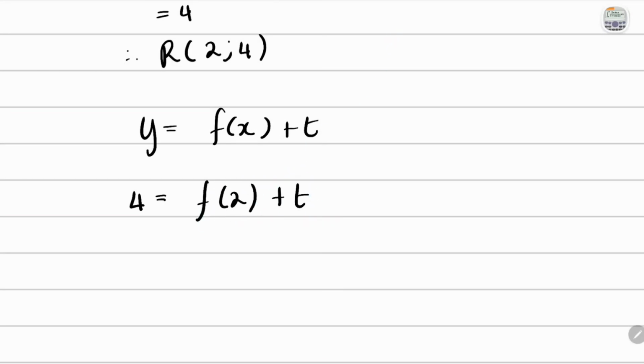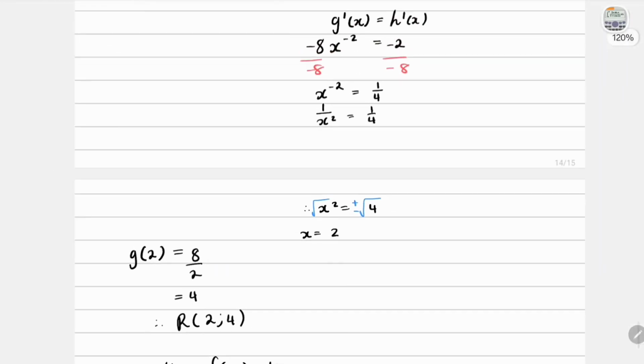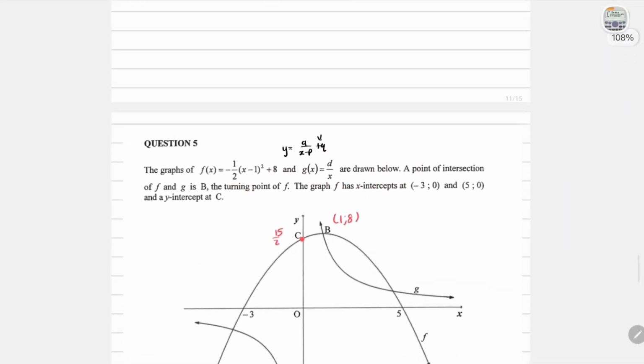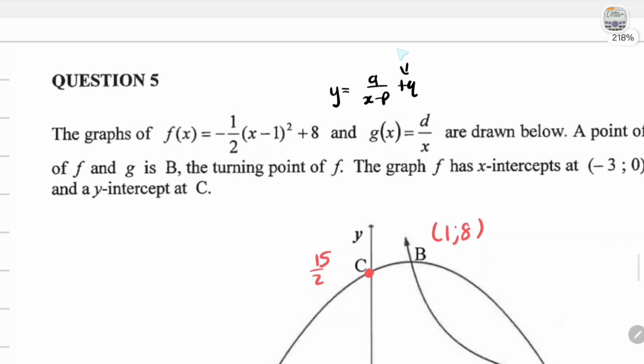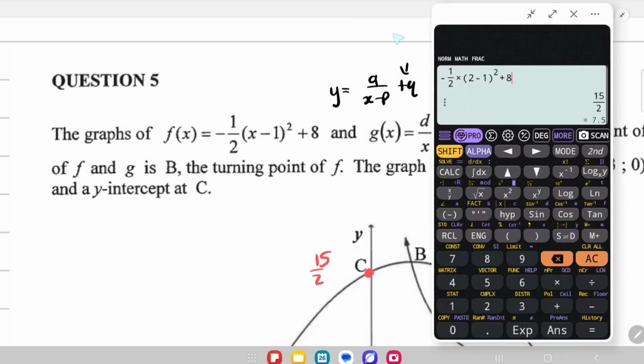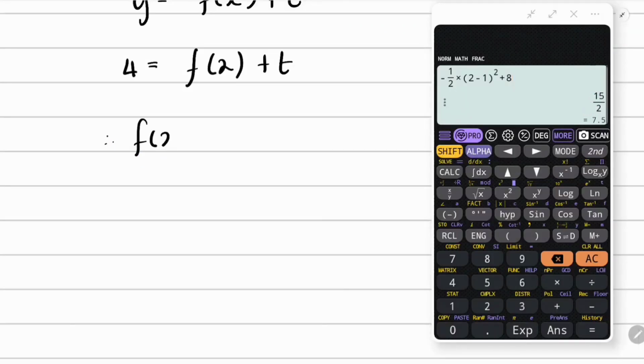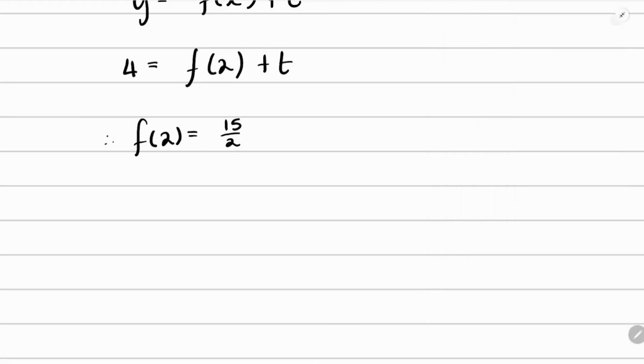But now we need to find out what f of 2 is because this is a different graph. So that's the parabola. Let's just see, if we substitute 2 here, what happens? We get 15 over 2. So f of 2 is equal to 15 over 2. And now we can continue this.